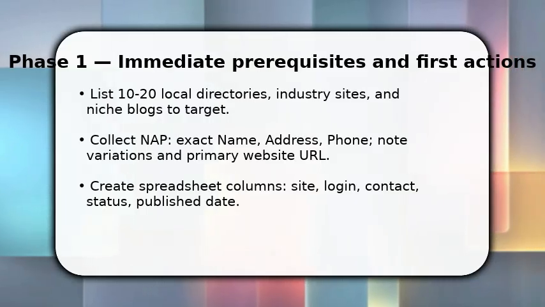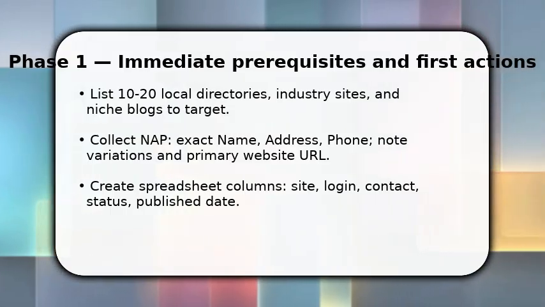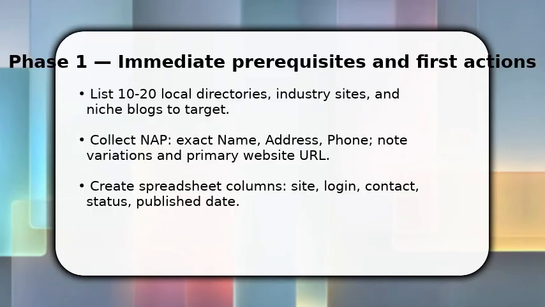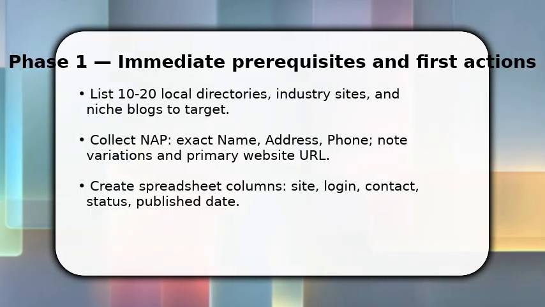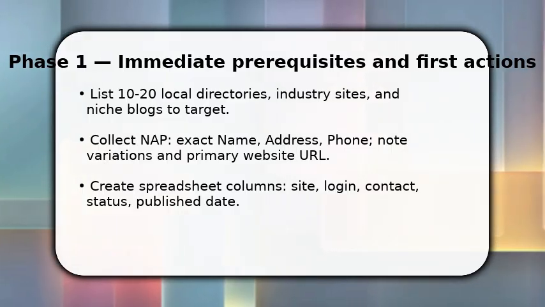You start by choosing where to place citations and why those sites matter. Prioritize directories, industry hubs, and high-authority niche blogs. Once chosen, gather exact NAP, name, address, phone, and the canonical website URL so records match.